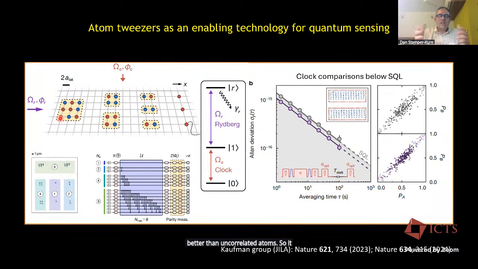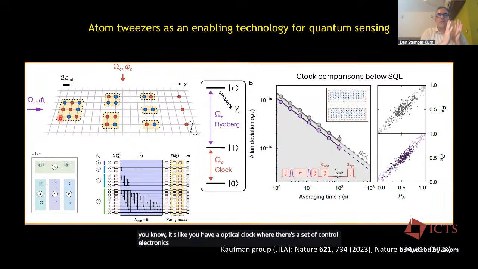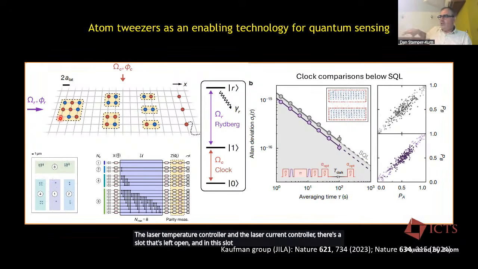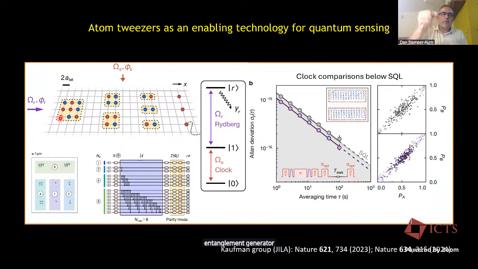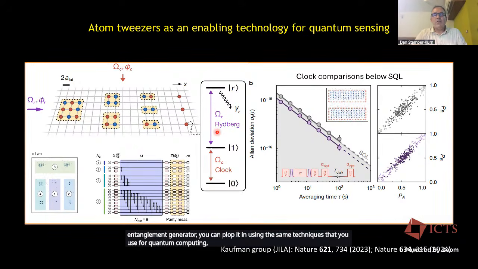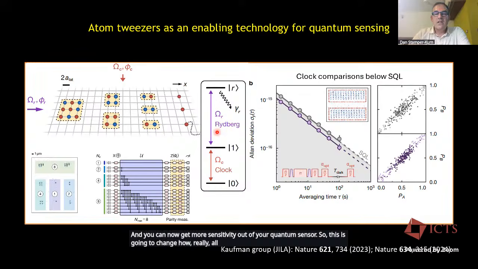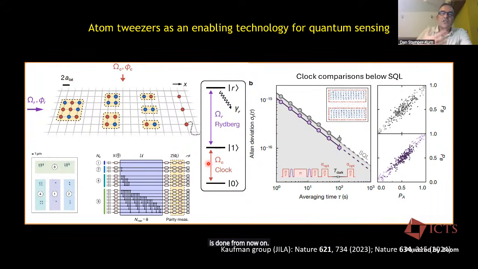So it's like you have an optical clock where there's a set of control electronics, like the laser temperature controller and the laser current controller. There's a slot that's left open, and in this slot, you can now buy the entanglement generator. You can plop it in using the same techniques that you use for quantum computing, and you can now get more sensitivity out of your quantum sensor. So this is going to change how really all of atomic physics is done from now on. The atom tweezer array is going to change everything.